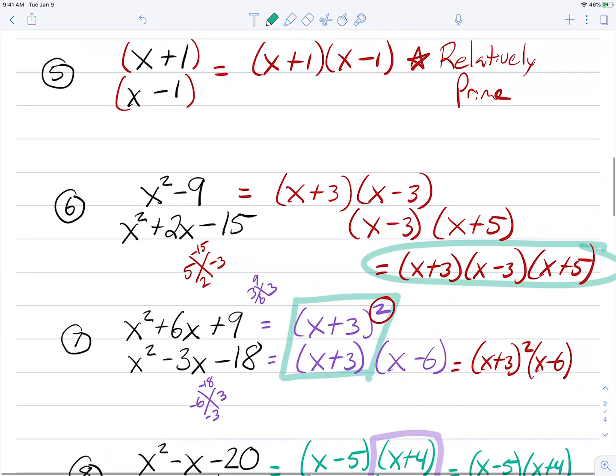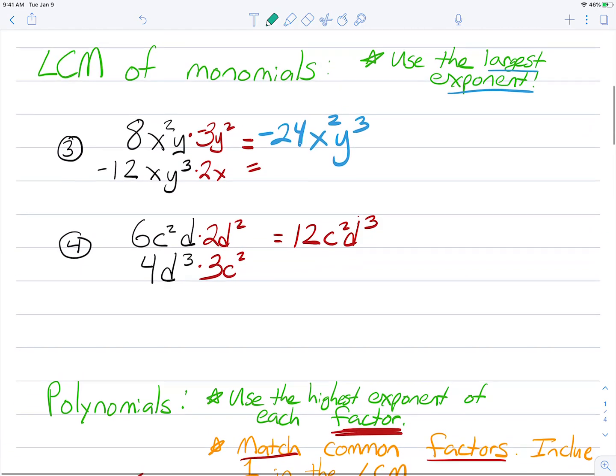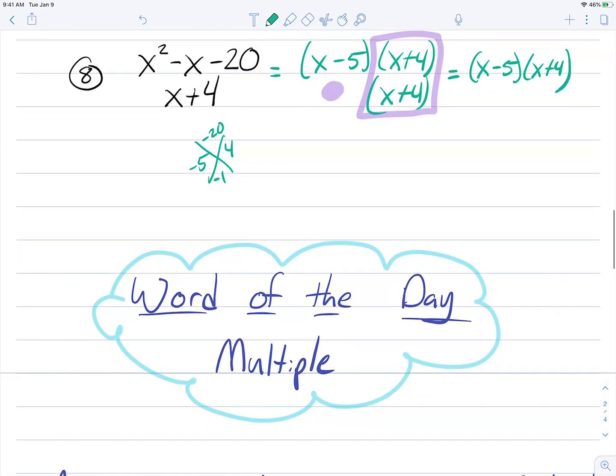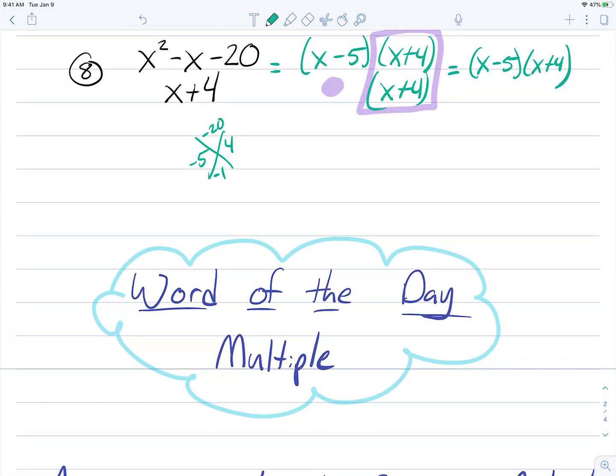If you have a monomial, you're thinking of the highest exponent and the first multiple of the coefficient. So your word of the day is multiple because you're trying to find common multiples.